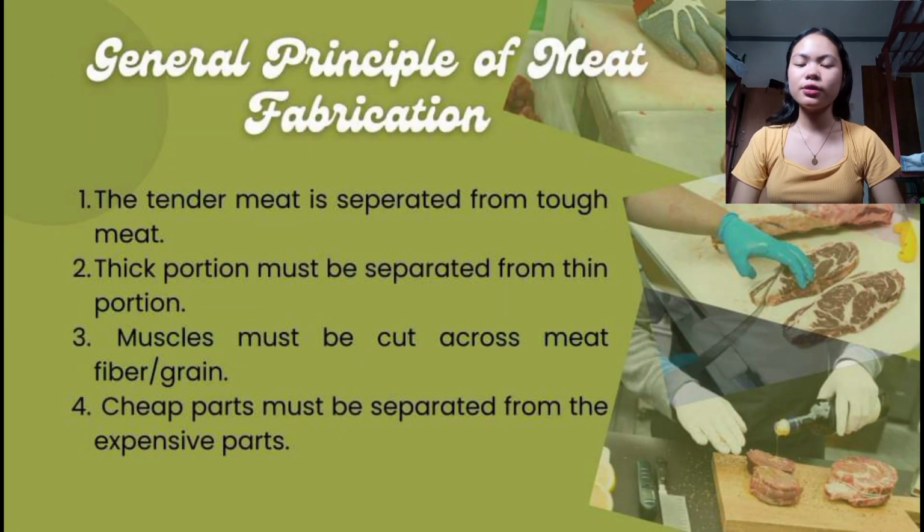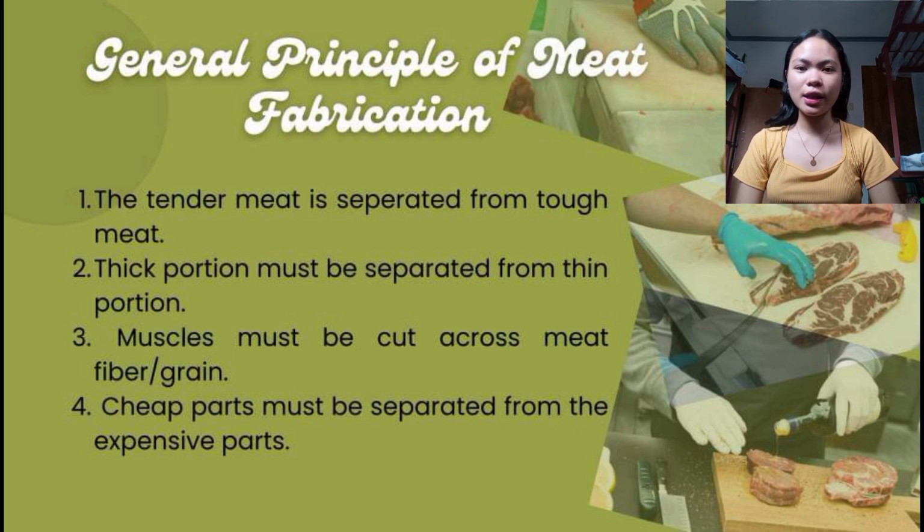There are four general principles of meat fabrication. The first is the tender meat is separated from the tough meat. Ang example po ng tender meat is the tenderloin which is found within the loin. Ang tough meat naman po is example of chuck, round, brisket, and shank meat.